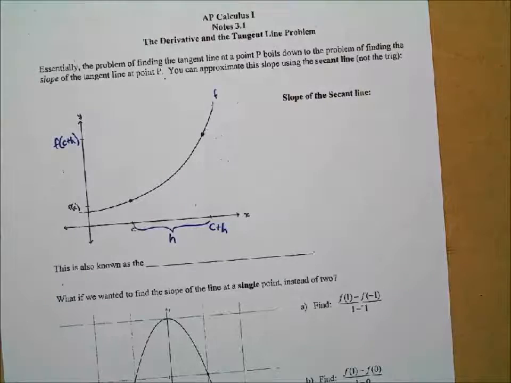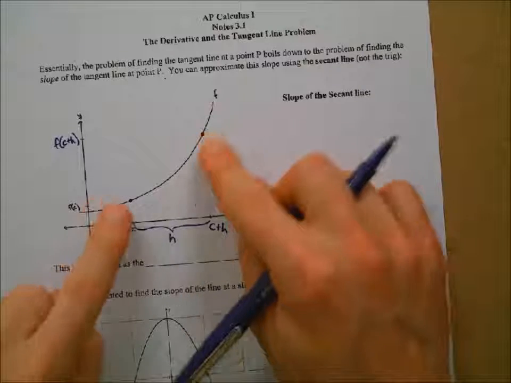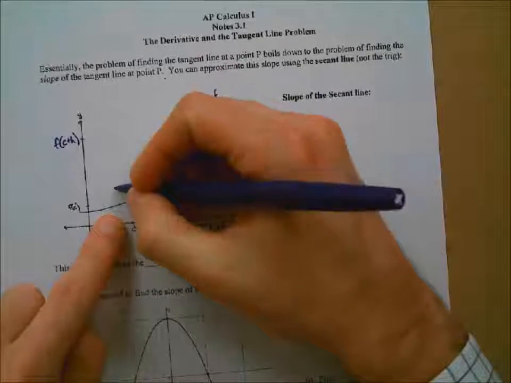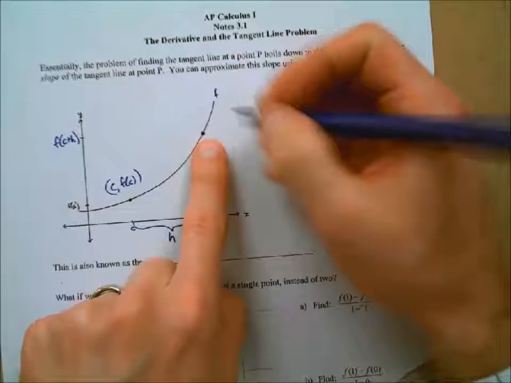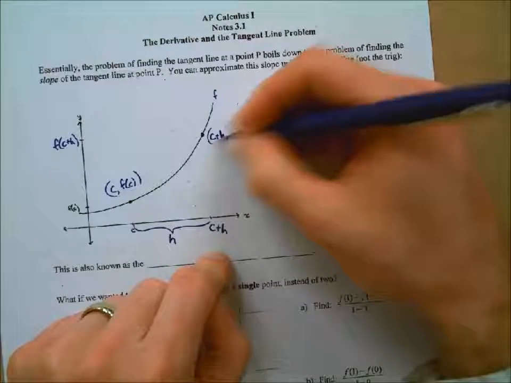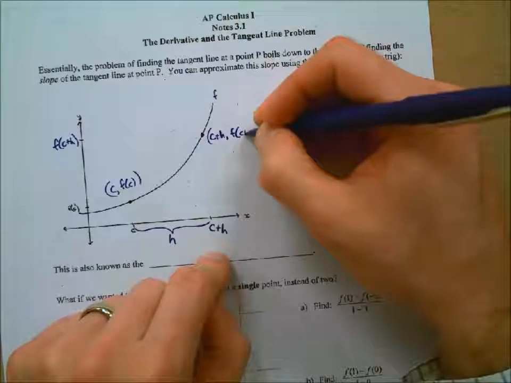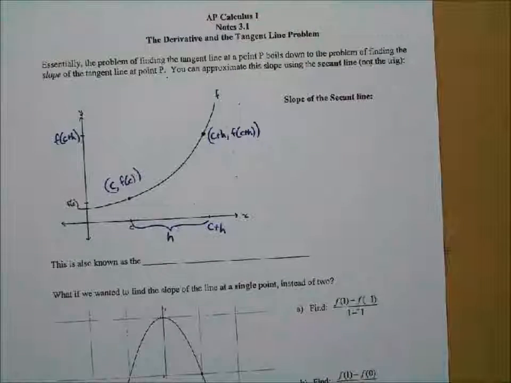So again, we are building towards finding the slope at a single point, finding the slope of the tangent line. We're building towards that by starting with the secant slope, because we know how to find the slope between 2 points, right? So this point's coordinates is c comma f of c, and this point's coordinates right here are c plus h, comma f of c plus h. Okay? So, what is the slope of the secant line between these 2 points?